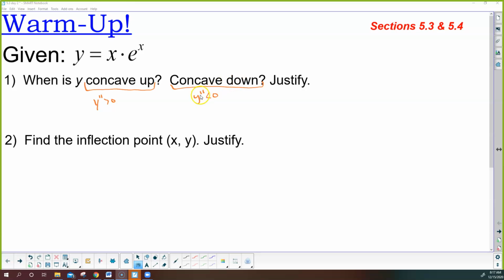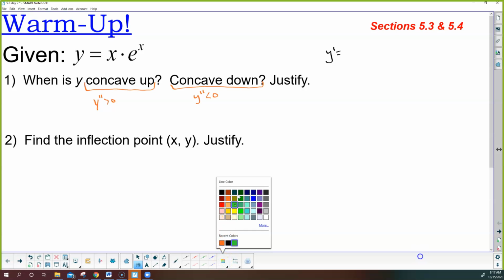Why is it concave down? Well, it's going to be concave down when the second derivative is negative. What that means is I have to take the first and second derivative of my answer. So I'm going to do that over here. I'm going to deal with the first derivative.